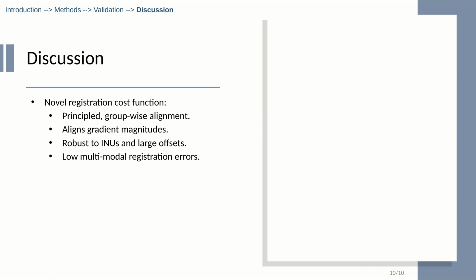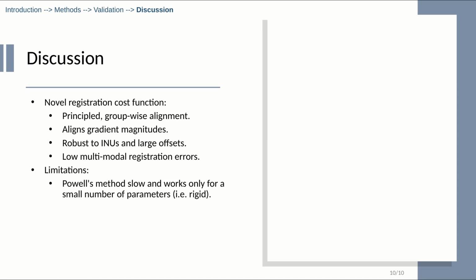So to finish up, we introduced a novel registration cost function. It is principled, builds on a gradient-based norm, which is groupwise by nature. We showed that it was robust to intensity non-uniformities and large offsets, and also that it achieves a low multimodal registration error. A limitation of the method is that we are using Powell's method to find the optimum. The method only works for a small number of parameters, and therefore will not scale to nonlinear registration, where the parameter space is much, much larger.